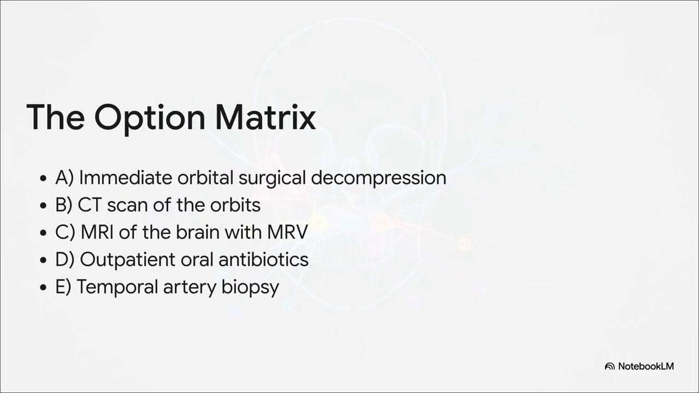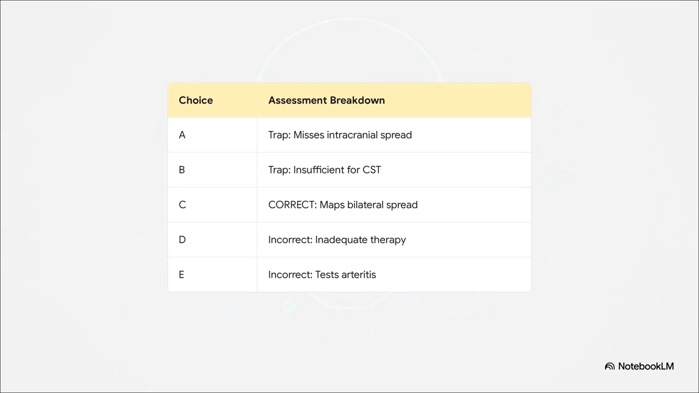We face exactly 5 distinct, highly competitive answer choices simulating actual exam conditions. Choice A, immediate orbital surgical decompression. Choice B, CT scan of the orbits. Choice C, MRI of the brain with MRV. Choice D, outpatient oral antibiotics. And choice E, temporal artery biopsy. Let's look at the exhaustive choice-by-choice assessment breakdown.